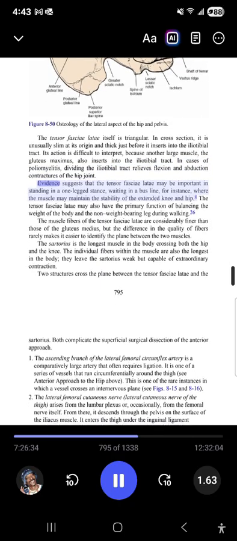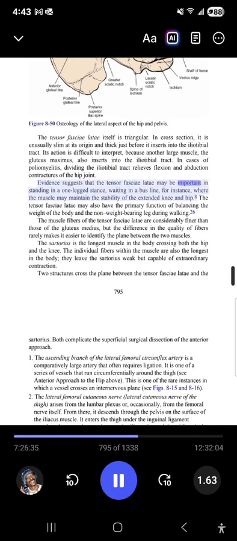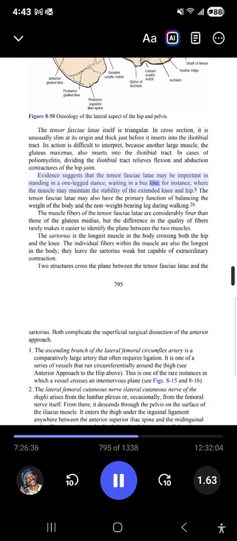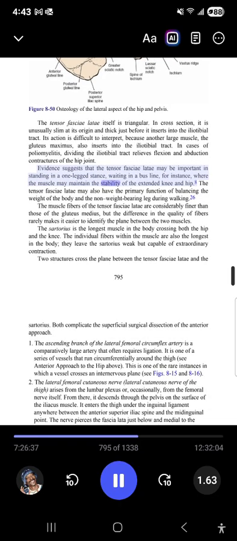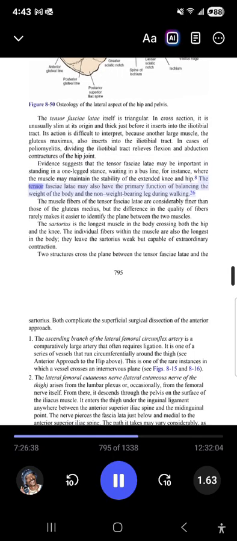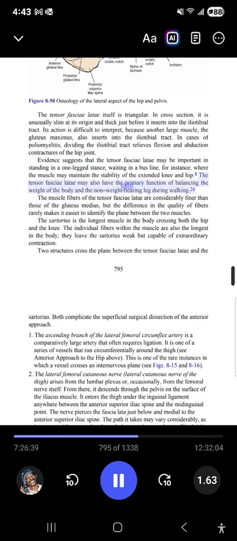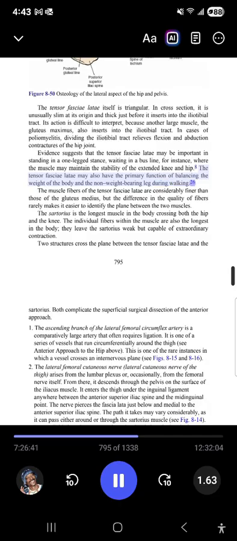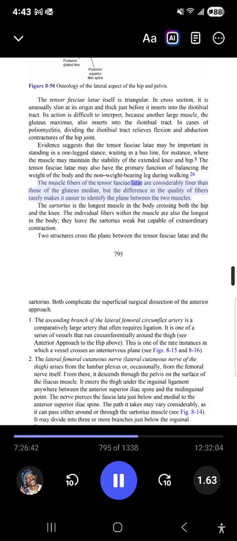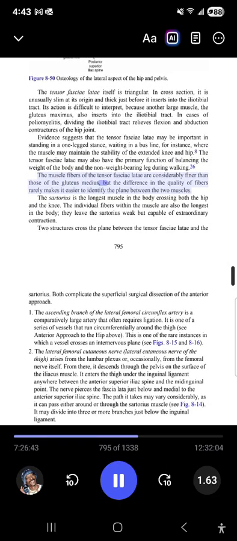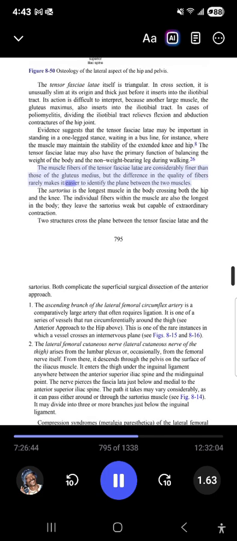Evidence suggests that the tensor fasciae latae may be important in standing in a one-legged stance, waiting in a bus line, for instance, where the muscle may maintain the stability of the extended knee and hip. The tensor fasciae latae may also have the primary function of balancing the weight of the body and the non-weight-bearing leg during walking. The muscle fibers of the tensor fasciae latae are considerably finer than those of the gluteus medius, but the difference in the quality of fibers rarely makes it easier to identify the plane between the two muscles.